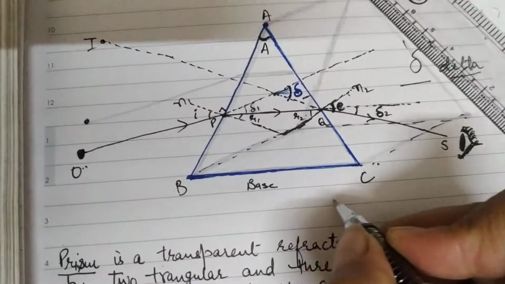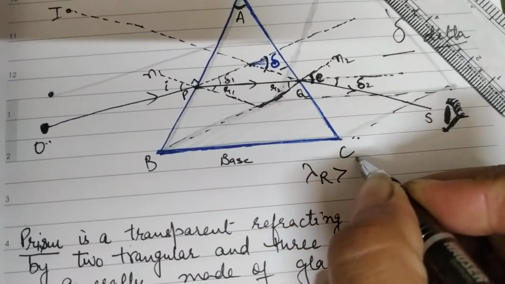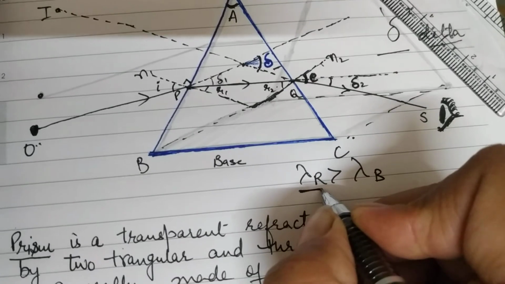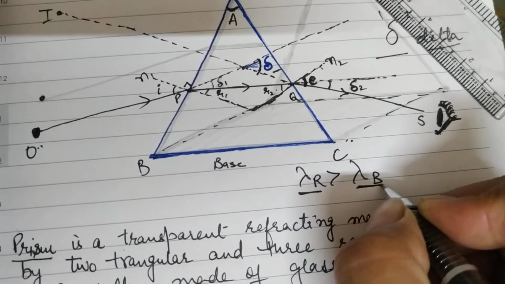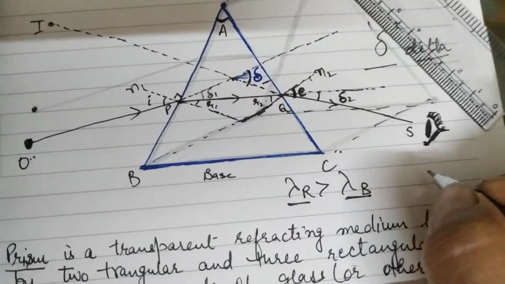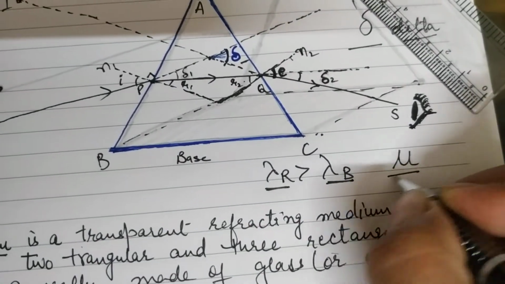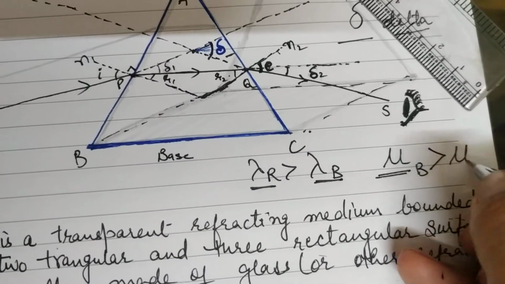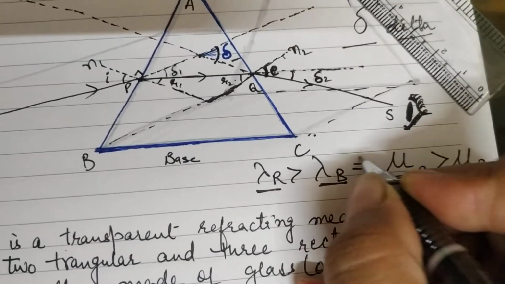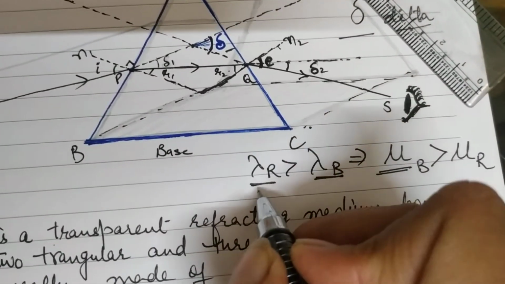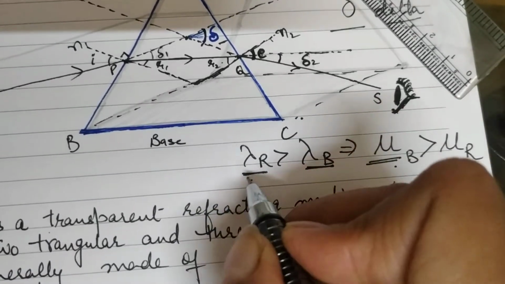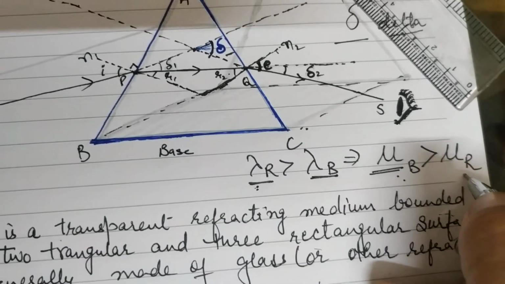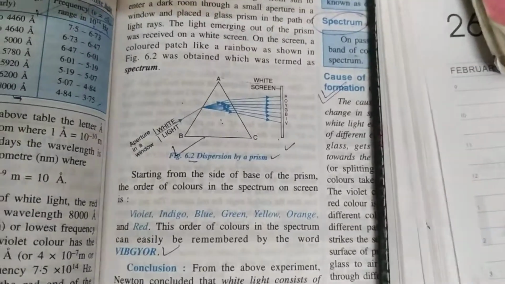So red light's wavelength is more than the blue light's wavelength. That's why red light bends less and blue light bends more in the same medium. So we may say that the refractive index for blue is more than the refractive index of red, which implies that wavelength and mu are inversely related. More the wavelength, less will be the refractive index for that particular light.